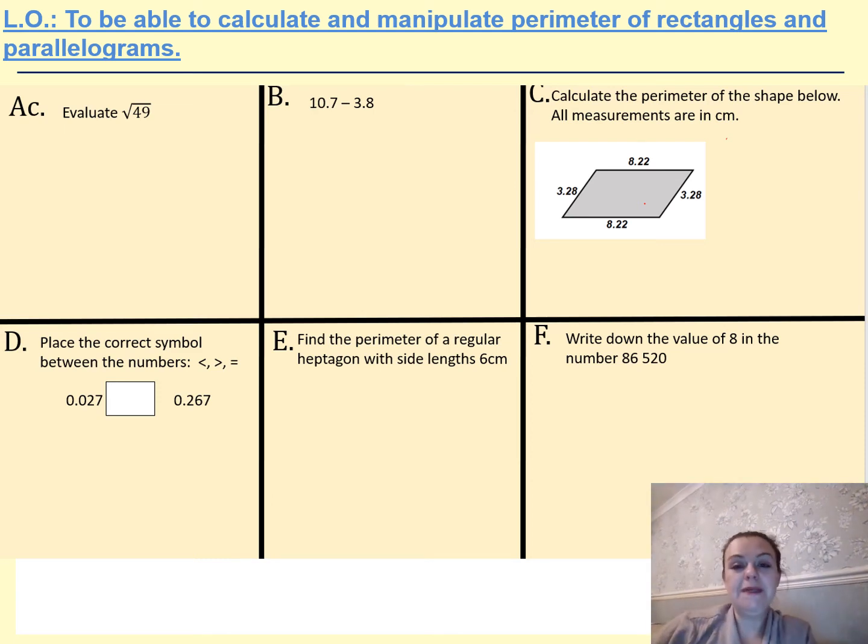Hello, my name is Miss Lass, and today we are going to learn how to calculate and manipulate perimeter of rectangles and parallelograms. So sit somewhere quiet and comfortable, get a paper and a pen and a green pen to self-mark your work. In front of you on the screen you have a starter activity.